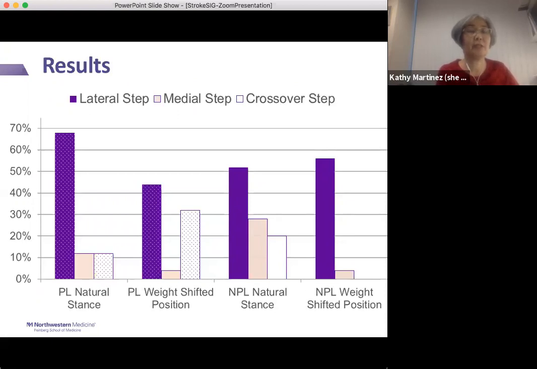Results. We observed 3 types of step: lateral steps in the purple, medial steps in the pink, and crossover steps in the white. Surprisingly, you can see from this figure that unweighting the leg actually decreased the number of times the 5 subjects took a lateral step with their paretic limb, and did not change the number of times they took a lateral step with their non-paretic limb in the natural stance or the unweighted condition.